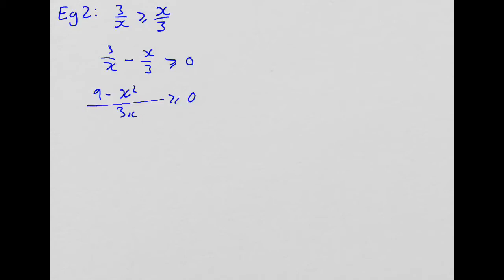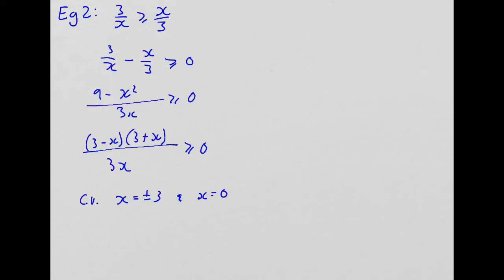So now we can factorize that numerator to give us 3 minus x and 3 plus x over 3x is greater than or equal to 0. Right, so we have critical values now of x equals plus minus 3 and x equals 0 for the denominator. Right, so our number line looks like this. -3, 0, and +3.